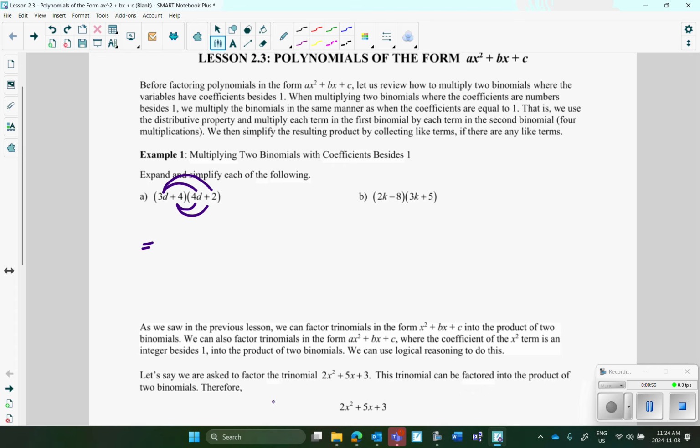So what's 3d times 4d? Remember, 12d squared. Remember, d times d, or x times x, is x squared. x plus x is 2x. And then we get plus 6d, plus 16d, plus 8. Perhaps you have noticed this pattern, but every time we do one of these, we can always simplify the 2 in the middle.